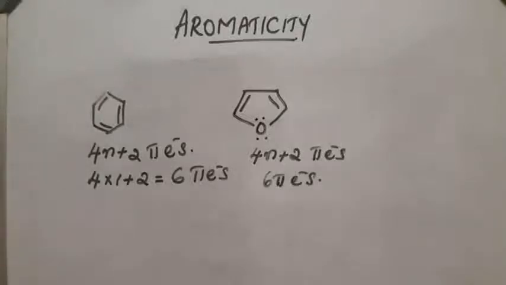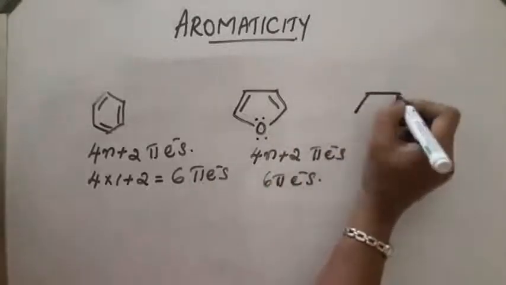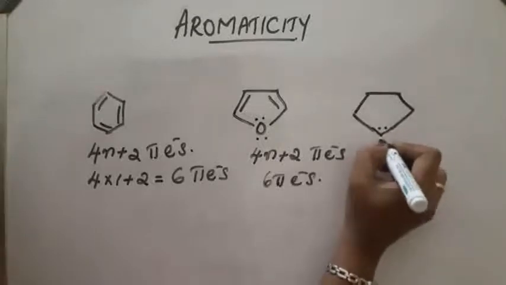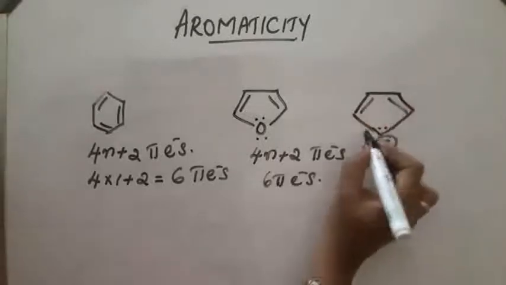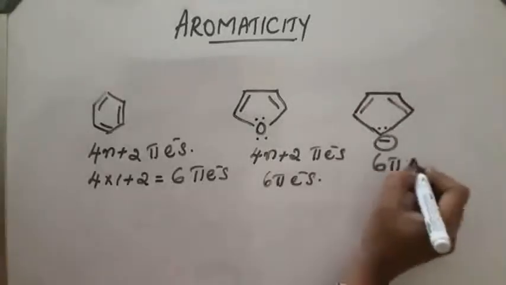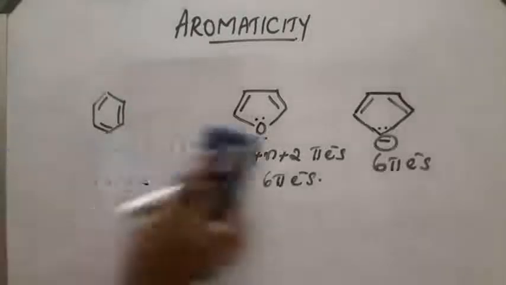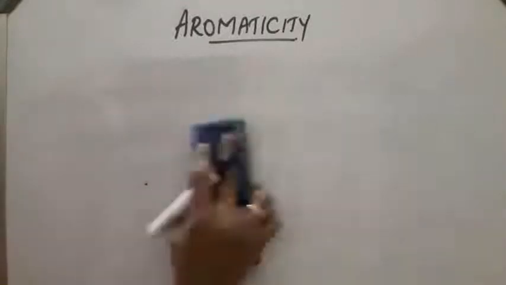Now let us take another example, the cyclopentadienyl anion. Here this carbon contains a minus charge. Here also we can see there are 6 pi electrons. So 4n plus 2 is followed here, and it is also a planar compound. And delocalization is there. So this is also an aromatic compound.